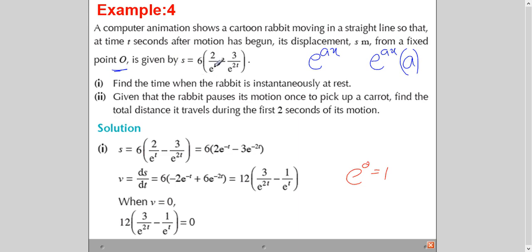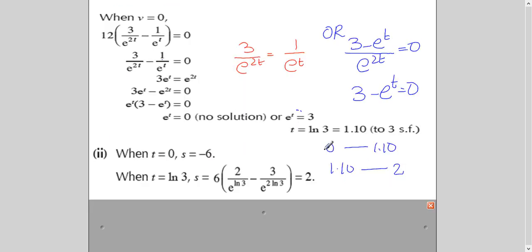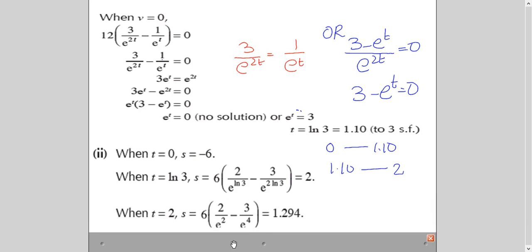In place of t, we are putting 0. We are putting ln3, and we will put 2 also, right? So we got the answer -6 when t is 0. When t is ln3, we got 2. And when t is equal to 2, we got 1.294.